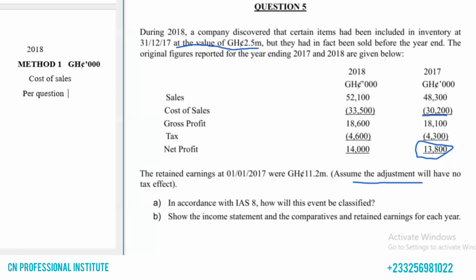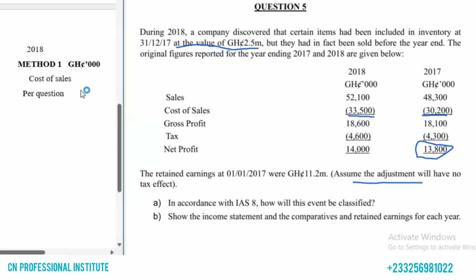If you want to adjust the error from the profit side, then we have to add it to profit because we said the error will reduce profit. But from the cost of sales, since it will increase cost of sales, or lead to overstatement of cost of sales, we have to less it from cost of sales.